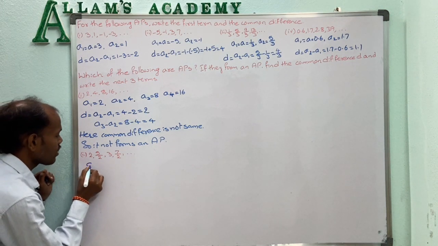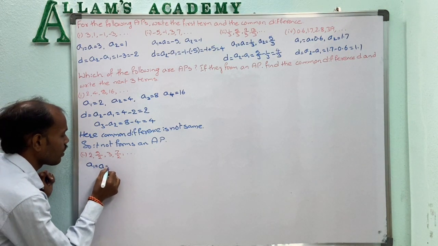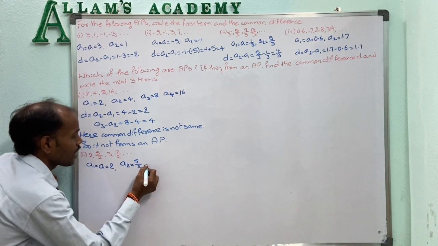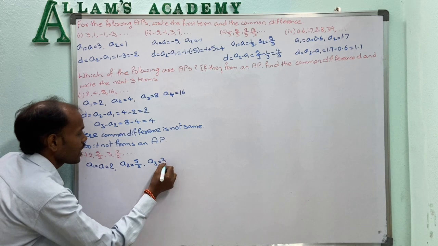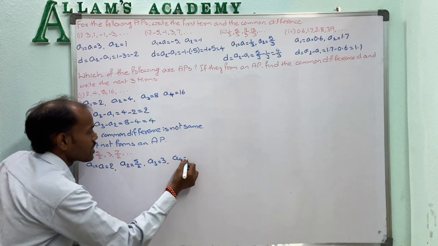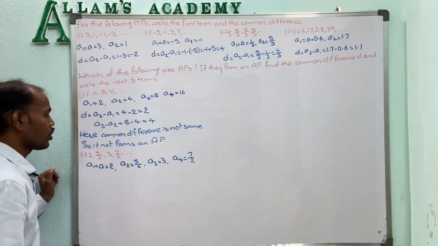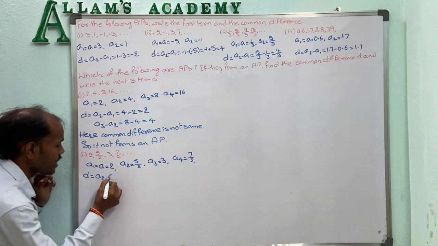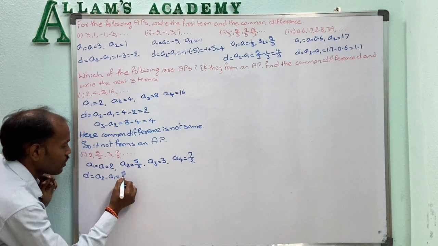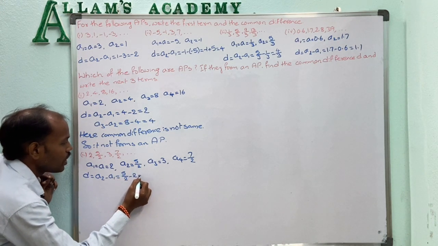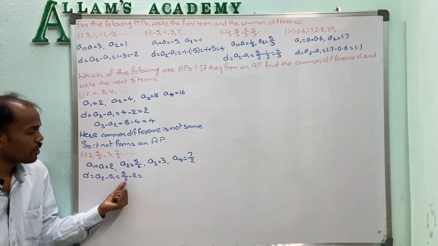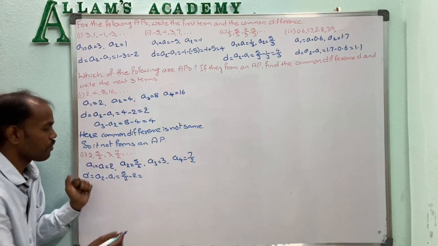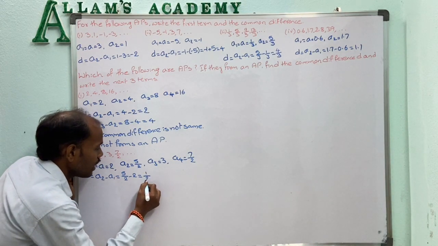Here the first term A1 is equal to A equal to 2, the second term A2 equal to 5 by 2, the third term A3 equal to 3, and the fourth term A4 is equal to 7 by 2. Now the common difference D is equal to A2 minus A1, that is 5 by 2 minus 2. The LCM is 2, so 2 2's are 4, and 5 minus 4 is 1 by 2.